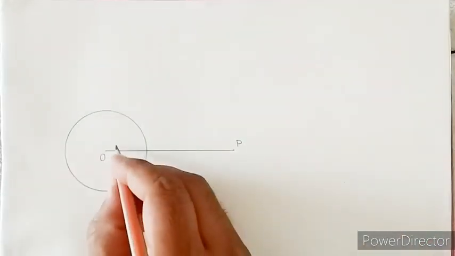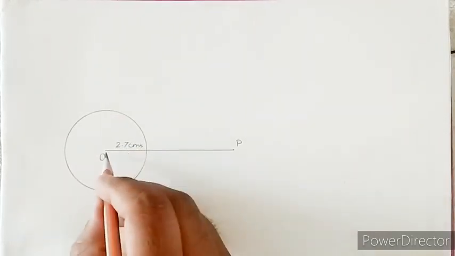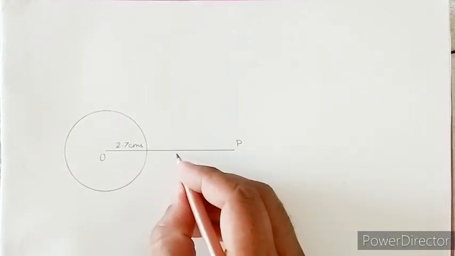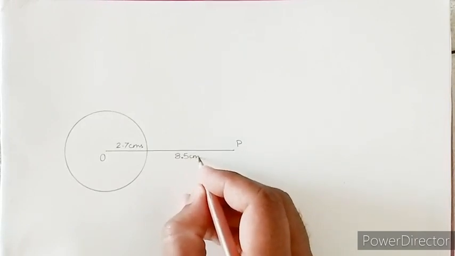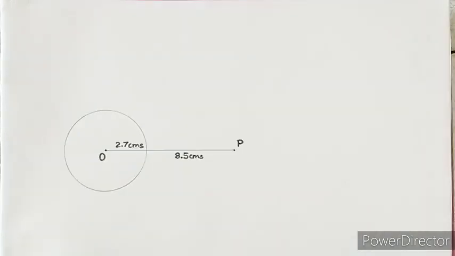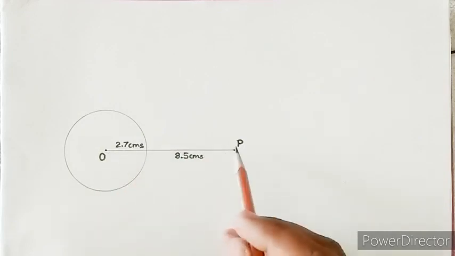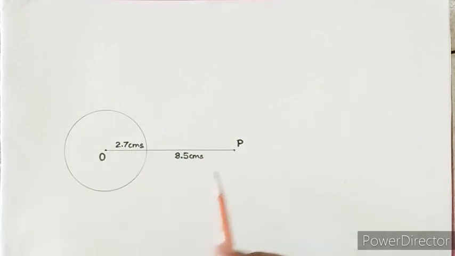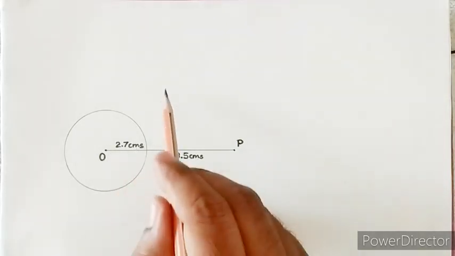So radius is 2.7 centimeters and the distance OP is 8.5 centimeters. And from this external point P we have to draw two tangents to this circle, and for that we need to draw the perpendicular bisector for this segment OP. Perpendicular bisector, that's a line which will divide this segment OP into two parts and it should be perpendicular.